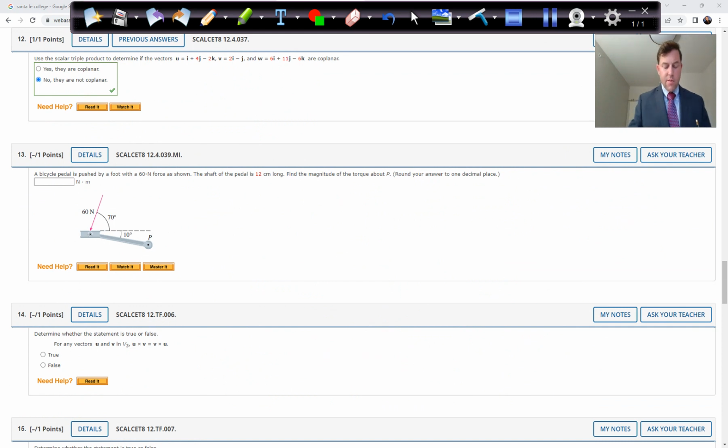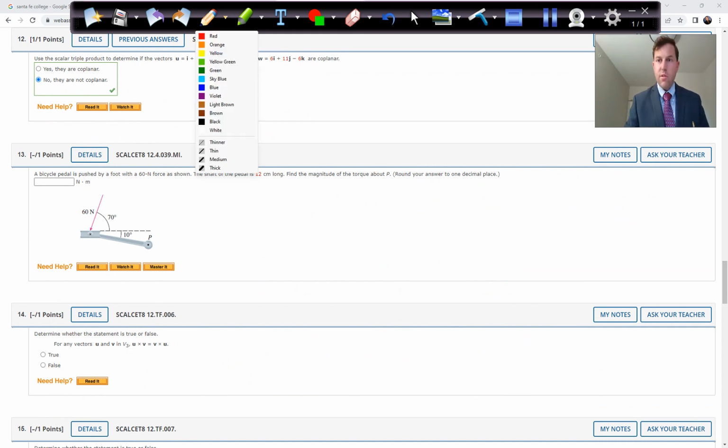Okay, for 13, there's a hard way to do it and there's an easy way to do it, and I'm going to show you the easy way. So it says, a bicycle pedal is pushed by a foot with a 60 Newton force as shown. The shaft of the pedal is 12 centimeters long. Find the magnitude of the torque about P. So magnitude of the torque about P. Round your answer to one decimal place.